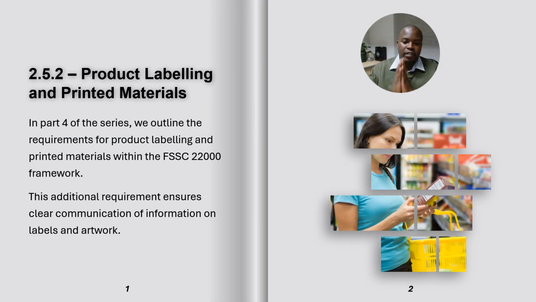In part 4 of the series, we outline the requirements for product labeling and printed materials within the FSSC 22000 framework. These additional requirements ensure clear communication of information on labels and artwork, especially for packaging. So it covers the products and also goes into great detail looking at how the packaging material companies would need to incorporate the artwork approval process and the procedures that go with it into their food safety management system.